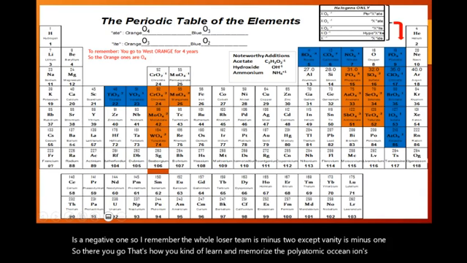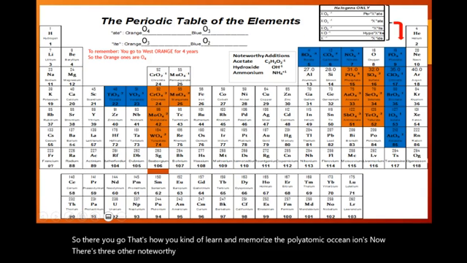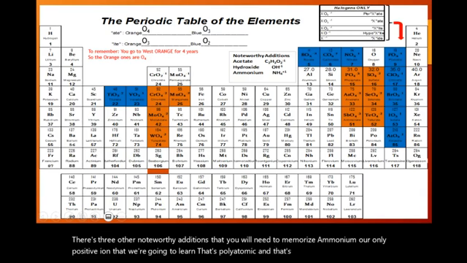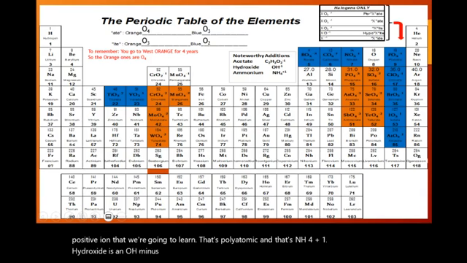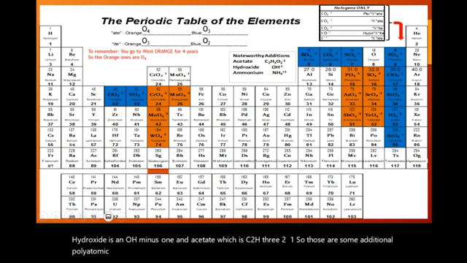Now there are 3 other noteworthy additions that you will need to memorize. Ammonium, it's our only positive polyatomic ion that we're going to learn, and that's NH4 plus 1. Hydroxide is OH minus 1. And acetate, which is C2H3O2 minus 1. So those are some additional polyatomic ions that you do need to know. So get to learning them because the quicker you do, the easier formula writing is going to be.